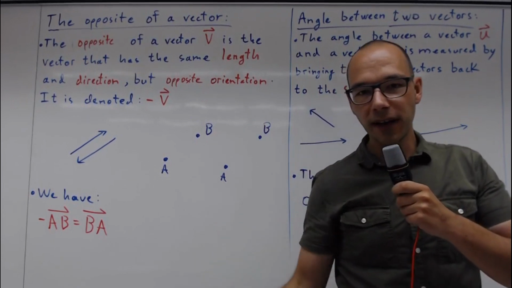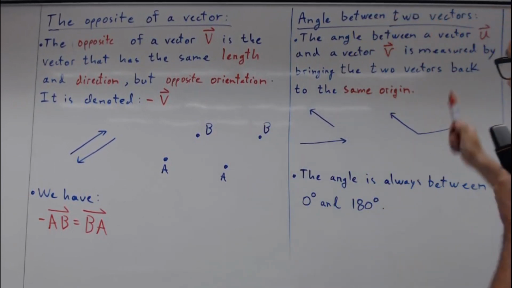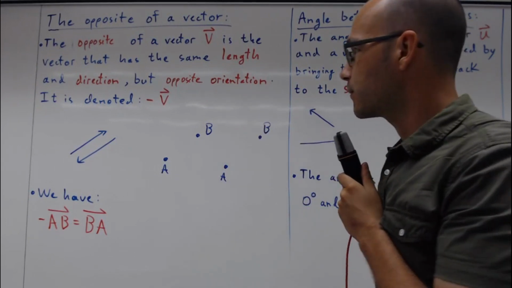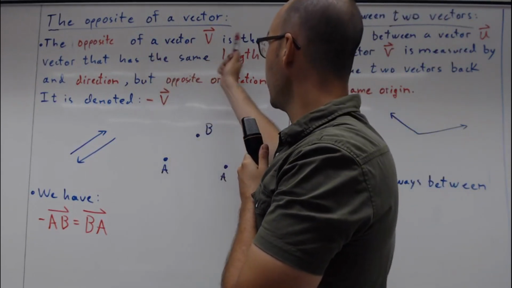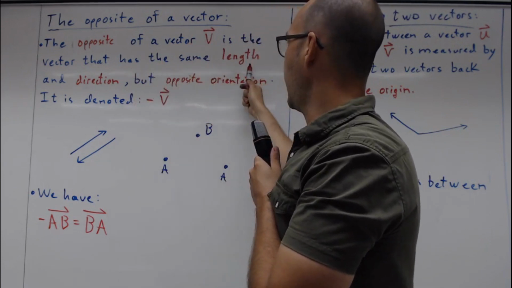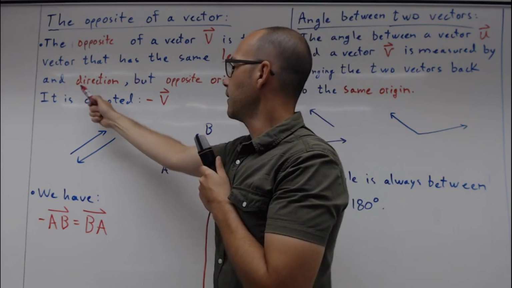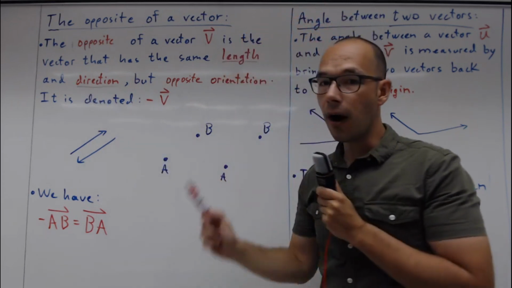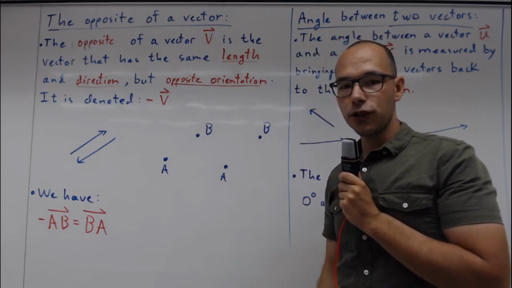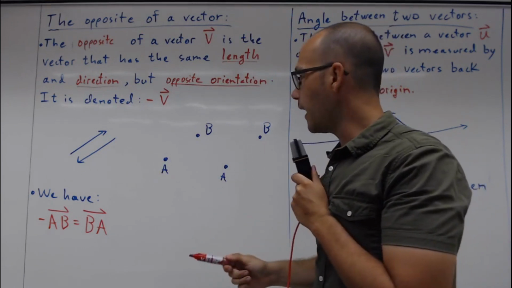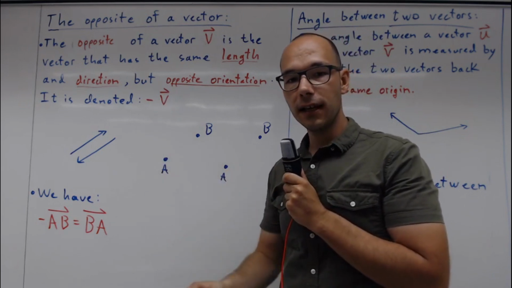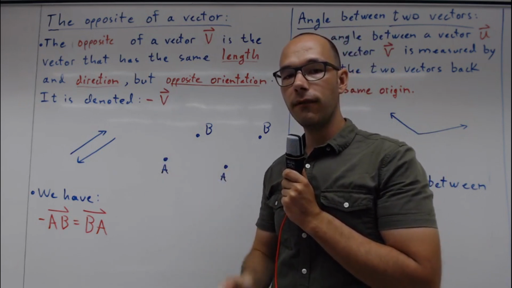Going to be talking about the opposite of a vector and the angle between two vectors. Let's start with the opposite. So the opposite of a vector v is the vector that has the same length and direction but opposite orientation, and usually we write minus v. So minus v is the opposite of vector v.